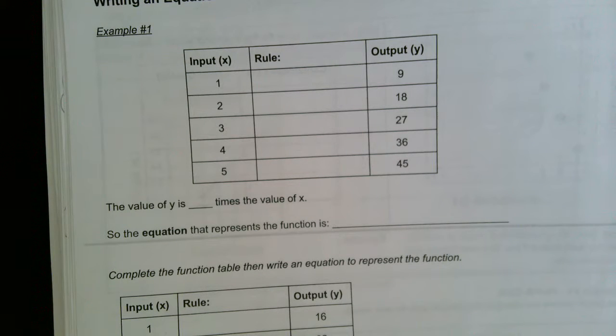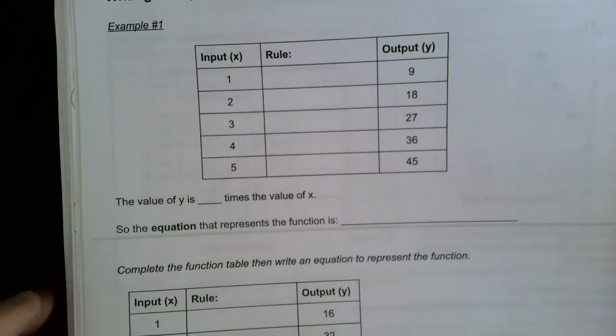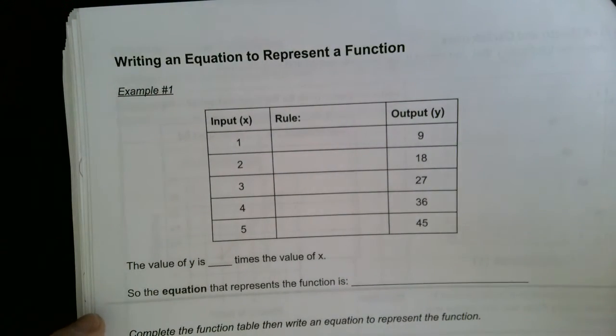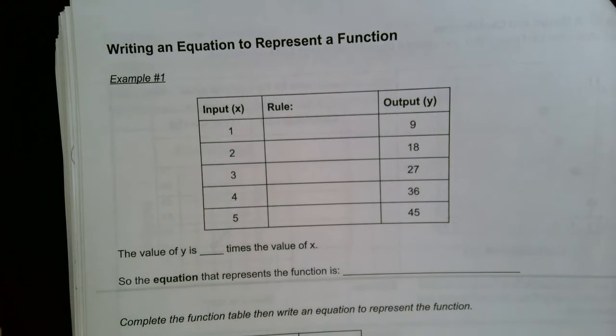All right, so today what we're doing is looking at how to write an equation to represent a function. This is on page 32 of our Unit 7 packet. Writing an equation to represent a function is kind of like what we've been doing with finding the rule, because once we find the rule, we then know how to get the output. To write an equation for a function, we take the output and set it equal to the rule. I'll show you how to do that here. But what we've been doing with finding the rule is going to help us a lot today.